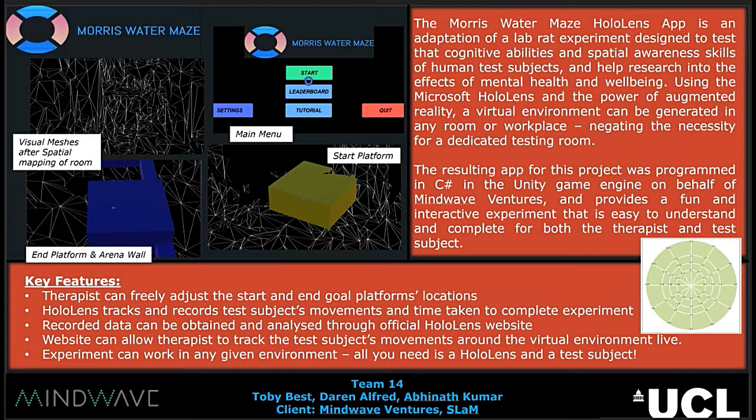When the user thinks they are above the blue objective platform, they have to look at the floor and tap again. They are now taken back to the main menu. The user's location, movements, and orientation are all tracked internally by the HoloLens and can be obtained from the official HoloLens website. This can allow the therapist to record and analyze the patient's actions and behaviors for their research.